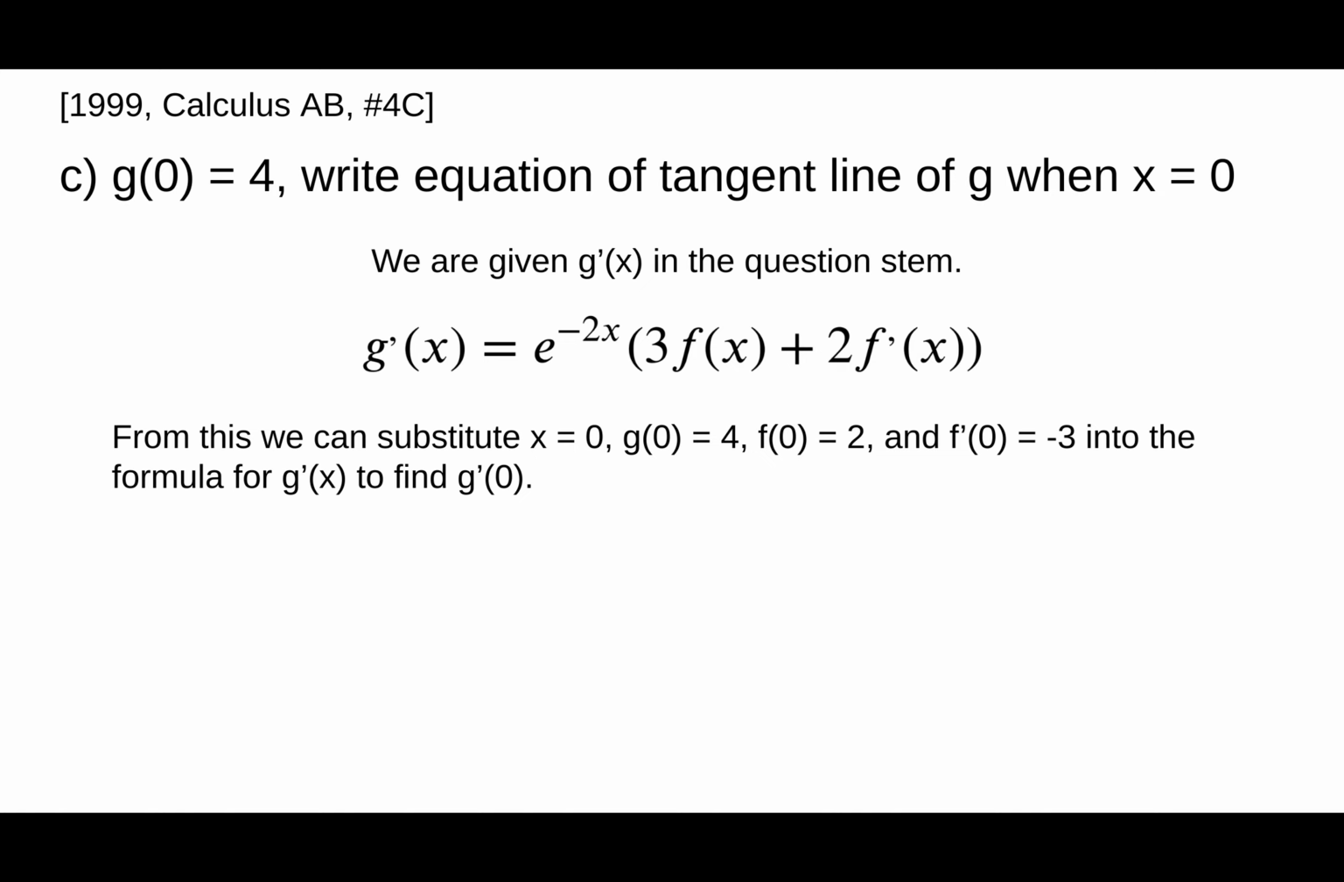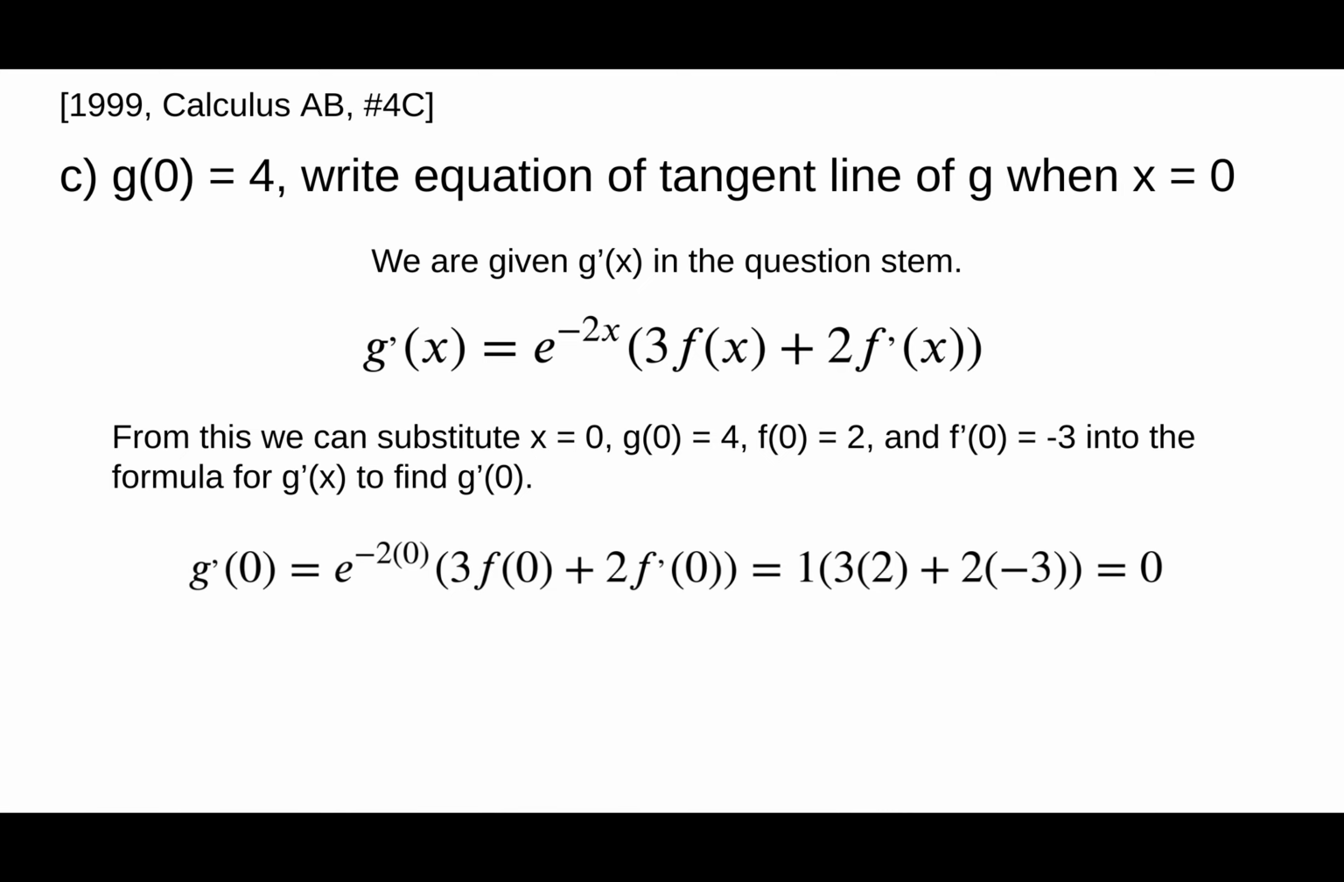So we substitute in x equals 0. We are given that g of 0 is 4. We know that f of 0 is 2. f prime of 0 is negative 3. So we just put all of that in and simplify. It turns out this arithmetic works out rather nicely. g prime of 0 is just 0.